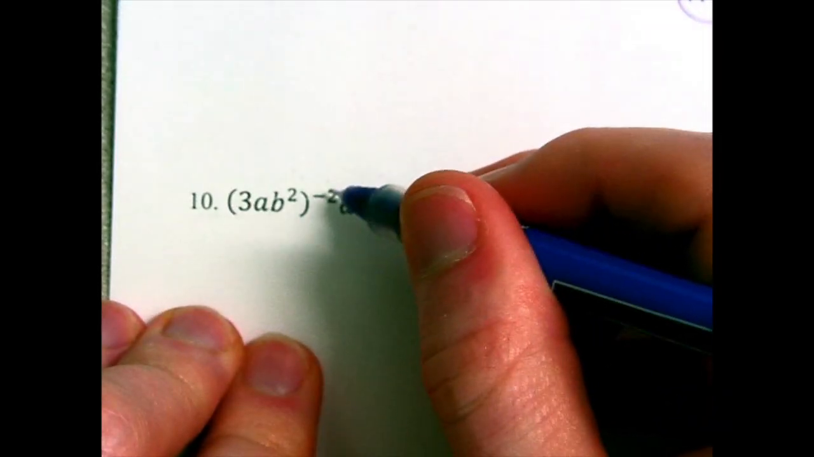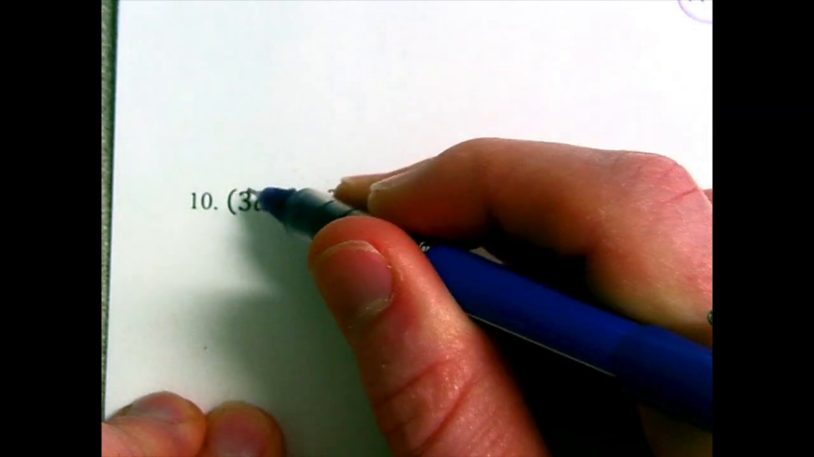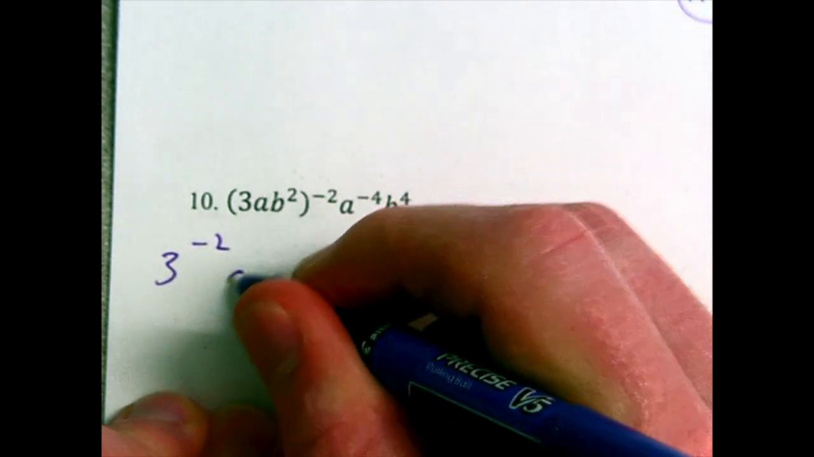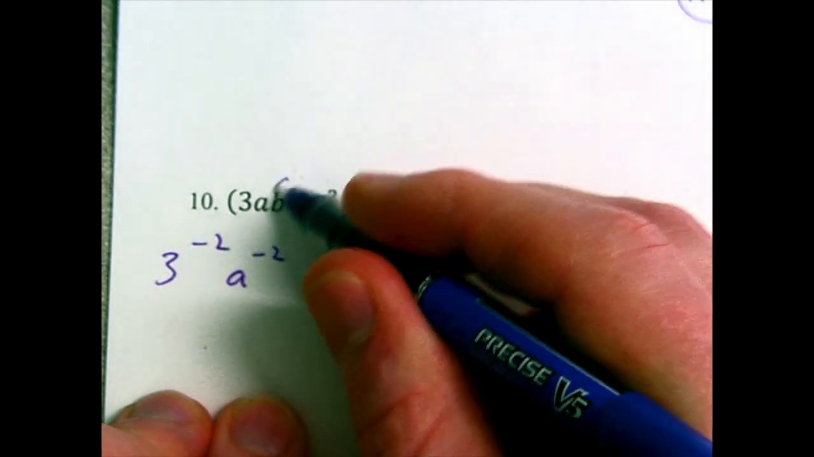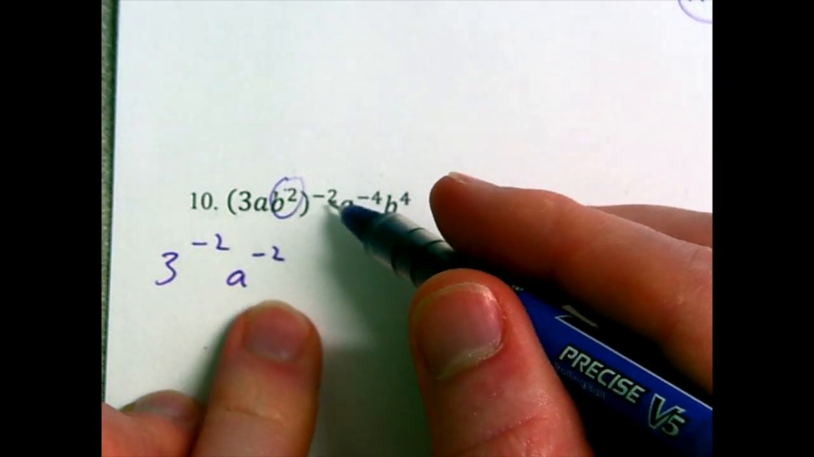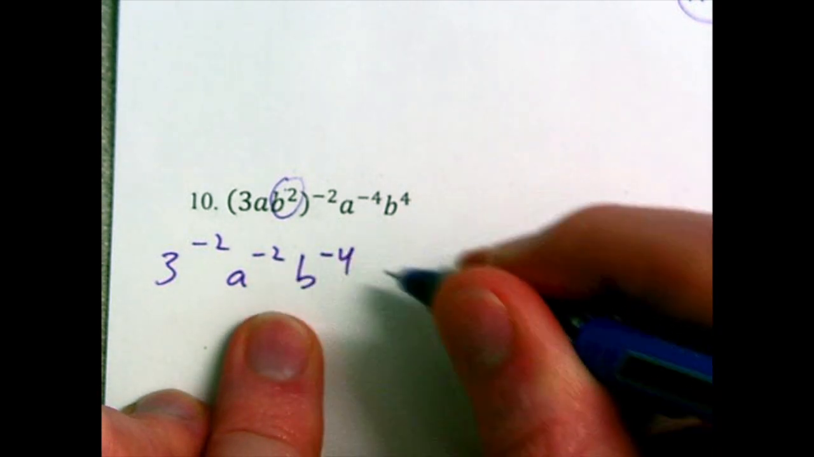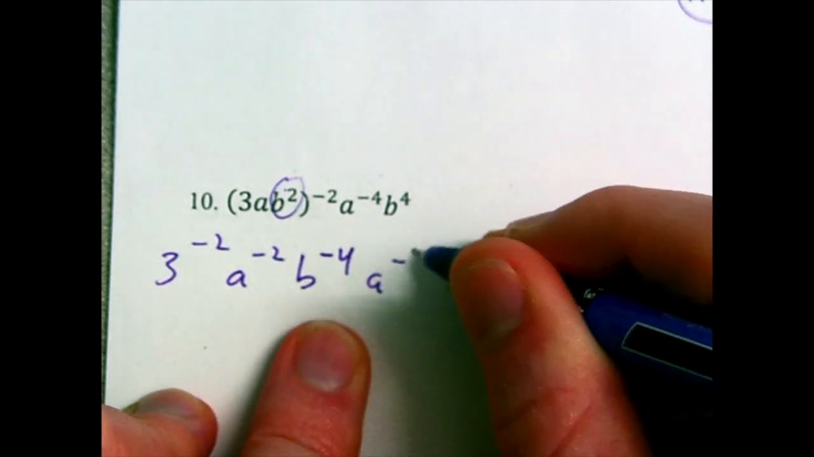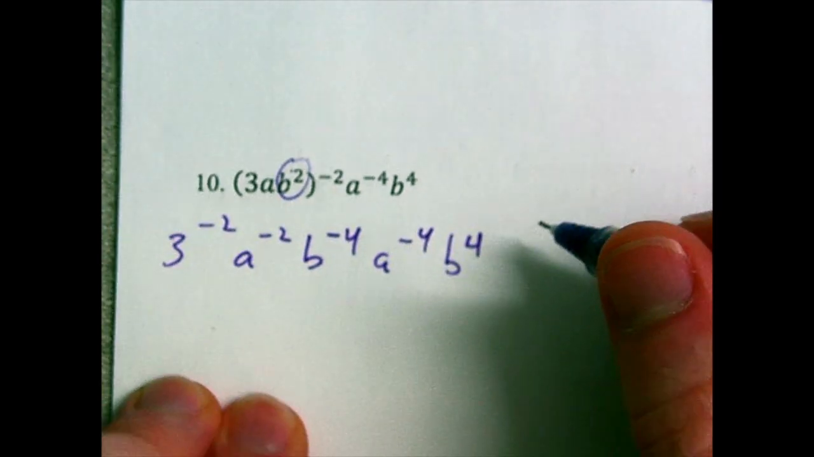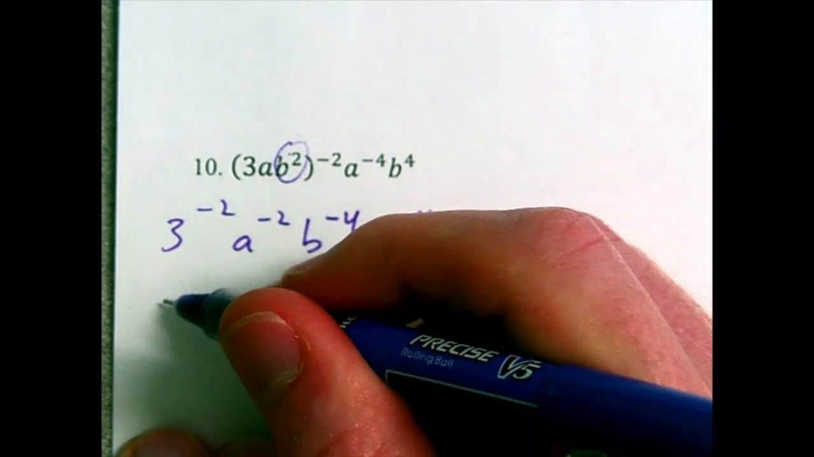I guess I'll start by distributing this negative 2. Exponents distribute over products. Make sure that it hits the 3 as well. It is going to hit that 3, so it's like 3 to the negative 2, a to the negative 2. B is already being squared, so when you raise this object to the negative 2, you're going to have a power of a power. So it will multiply, and you get negative 4. And then we have the a to the negative 4 and the b to the positive 4. All right, so we got some things that can be combined.